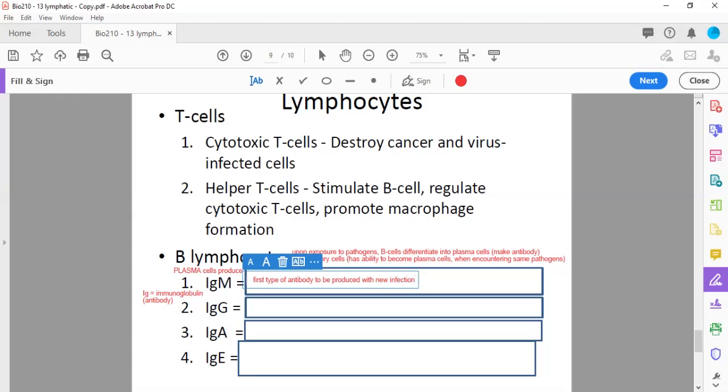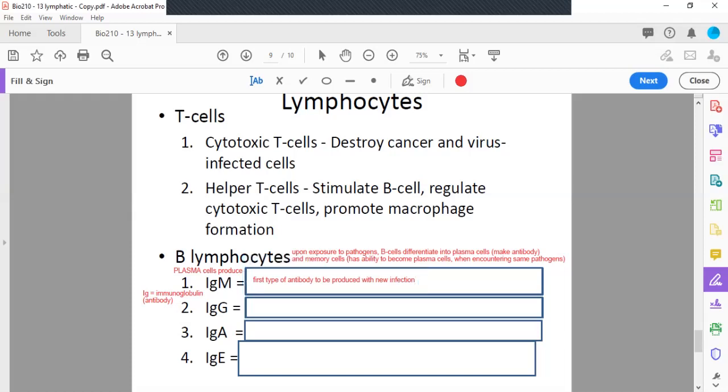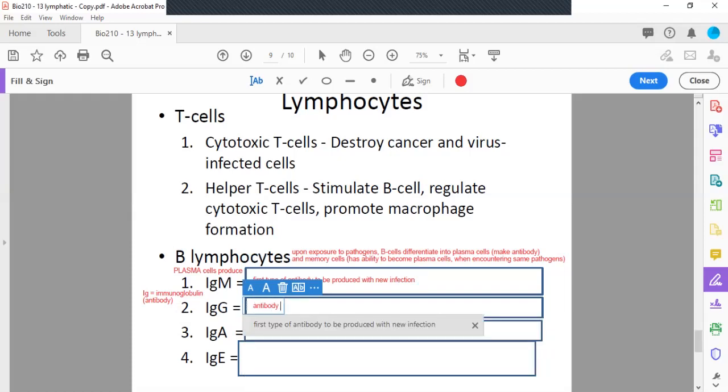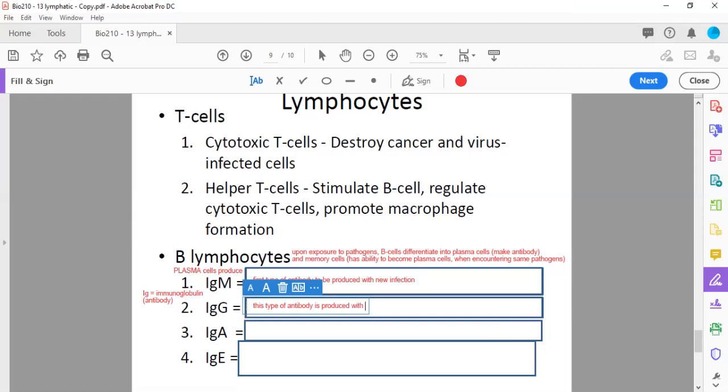Now, IgG represents what's known as antibody. They always say this type of antibody is produced with recurrent infection. What that means is that if you have a recurrent infection, so you've seen this infection before and you beat it in the past, but it's coming back, it's recurrent, you are going to produce IgG.